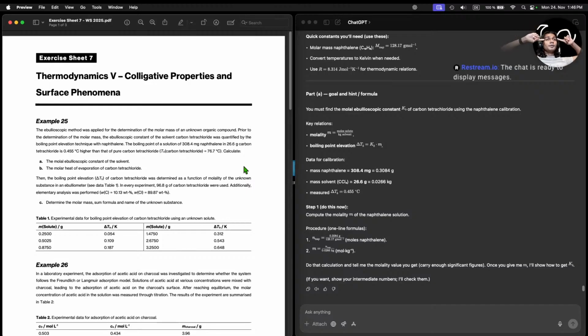Now the molar ebullioscopic constant of the solvent. What is that? There is a formula. I forgot.